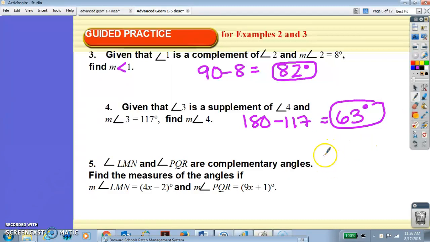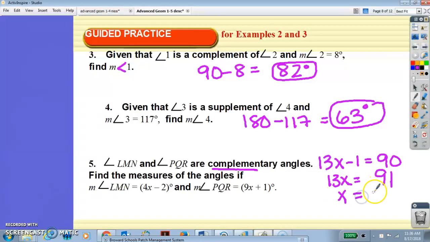Alright, so what you guys should have done, since they're complementary, they add to 90 degrees. So you're going to set these equal to 90. So 9x plus 4x is 13x. Negative 2 plus 1 is negative 1. And you're setting those equal to 90. So you're going to add 1 to both sides. So 13x equals 91. You're going to divide by 13 on both sides.